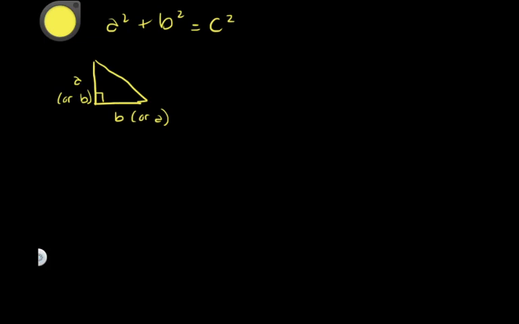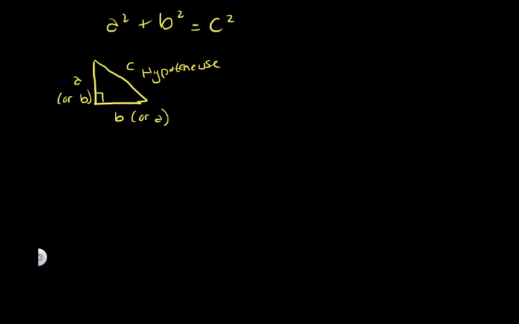Now this one over here is our C. This is the hypotenuse. It is the longest side of the triangle, and it's the one that is directly across from the right angle. So remember, we always mark a right angle with this little square here. That shows us that this is a 90-degree angle, and the hypotenuse is always going to be across from that right angle. So let's look at our first example.